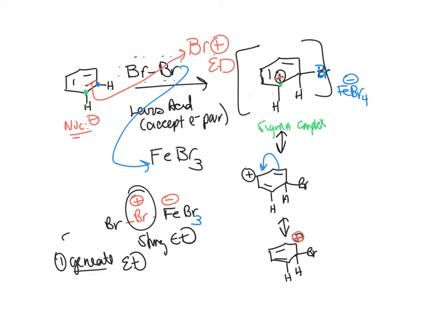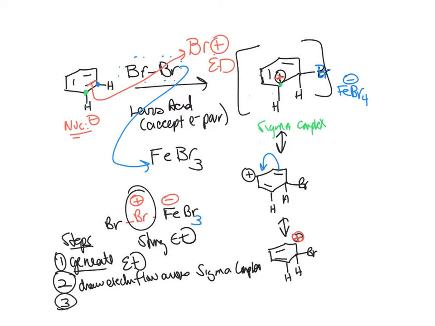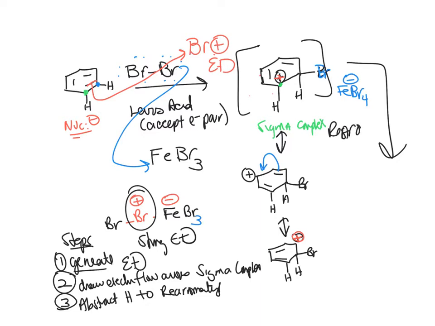So 1, these are your steps. Generate your strong electrophile, or just put your electrophile up there. And then you need to draw electron flow arrows to generate your sigma complex. And then step 3, you need to abstract hydrogen to re-aromatize. So the next step is step 3, which is re-aromatization.